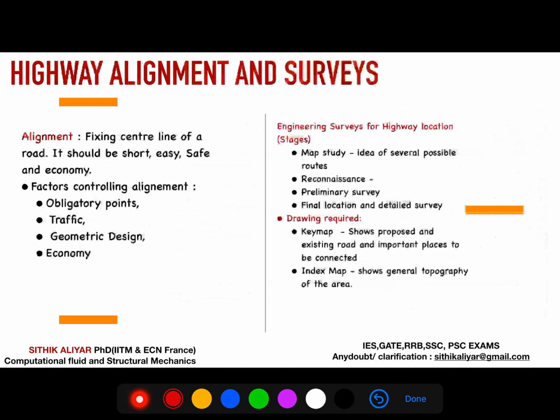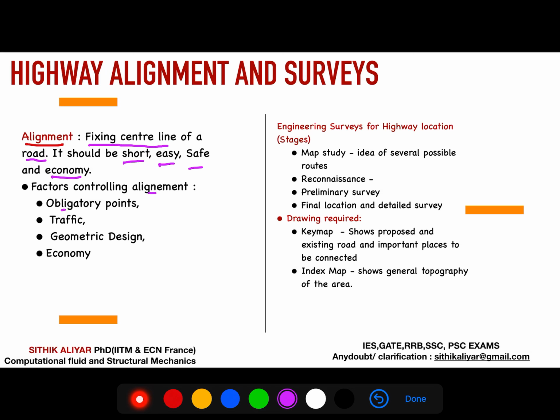If you see an alignment, you should know one more point. If they ask in the theory part, alignment means nothing but fixing the center line of the road. That will be your step 1 actually. The center line should always be short, easy to lay, safe, and economical while connecting the cities.